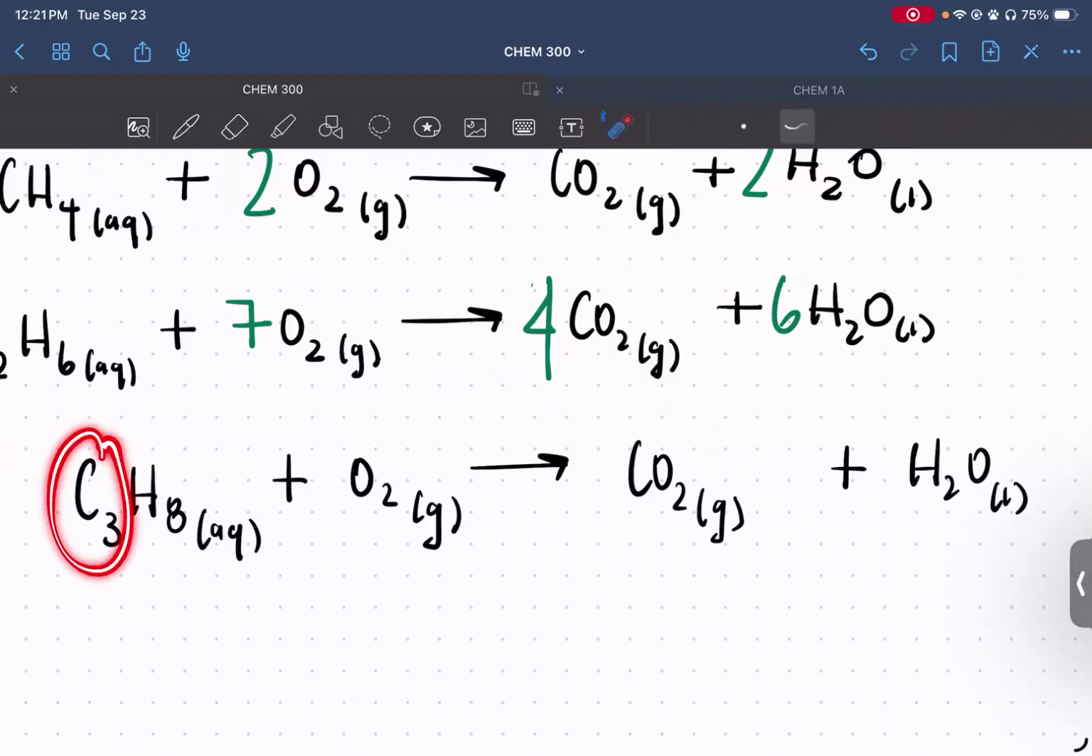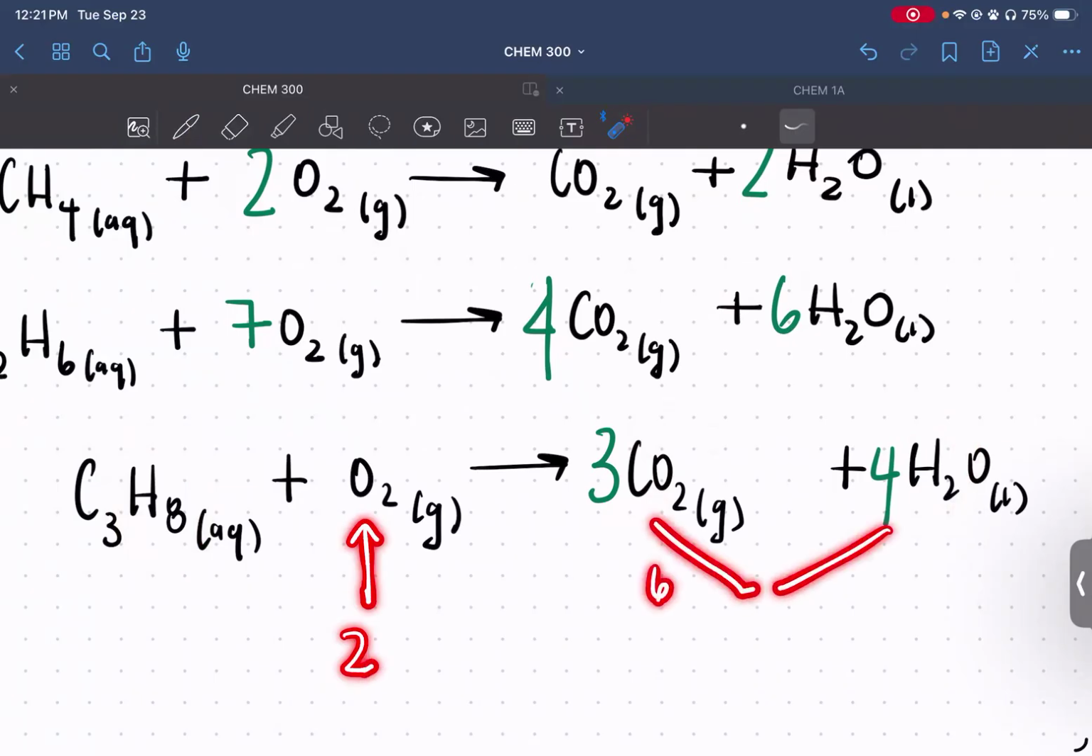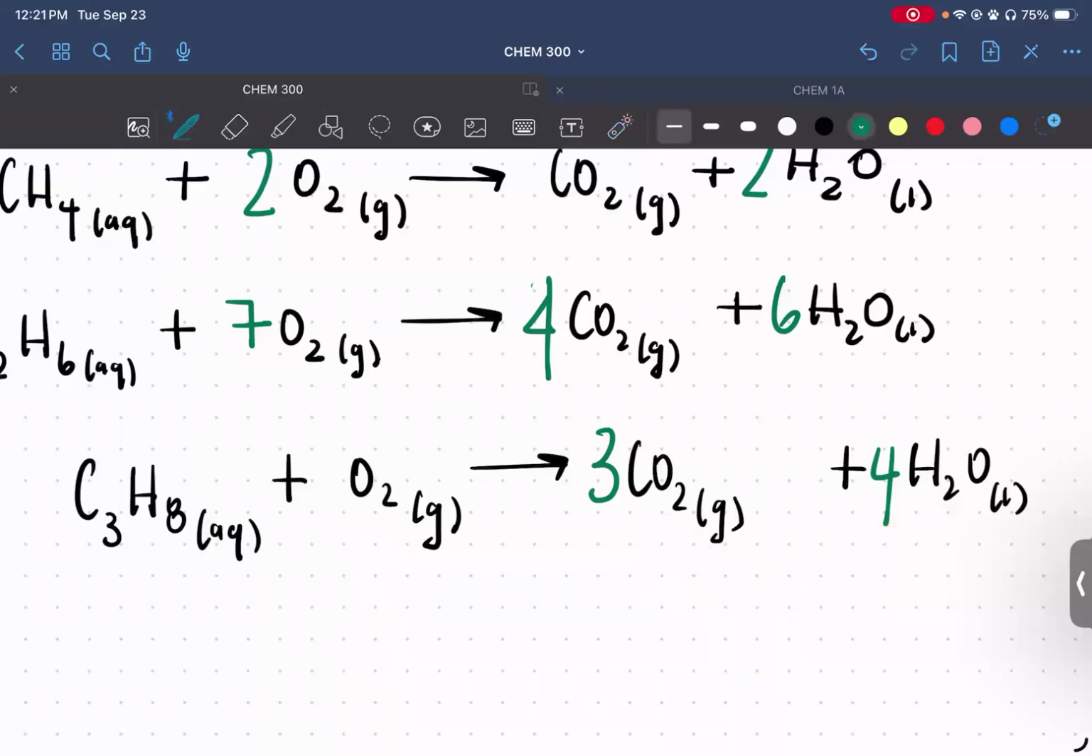There are 3 carbons on the left, 1 on the right. Easy fix. Let's put a 3 in front of it. 8 hydrogens on the left, 2 hydrogens on the right. Easy fix. Just put a 4 in front of it. Currently, there are 2 oxygens on the left, and in total, 6 plus 4 to give us 10 oxygens on the right. So to balance it, we put a 5 in front of the O2.